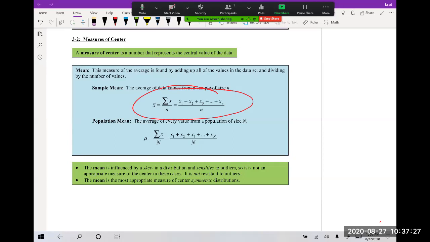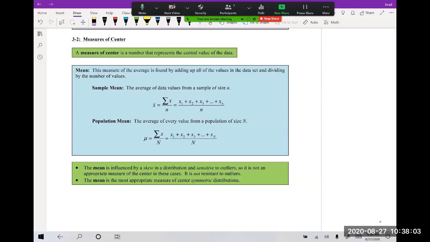X bar is how we will represent the sample mean, and mu is how we will represent the population mean. In general, when you're using Greek letters, you're probably talking about the population. And when you're using regular letters, you are probably talking about the sample. But in each case, I think you guys know how to find the average of something. You just take all of those things and you add them up, and then you divide by the total number of items or individuals that you're dealing with in the data. And then the same thing for mu. Okay, so the average value of population size n.